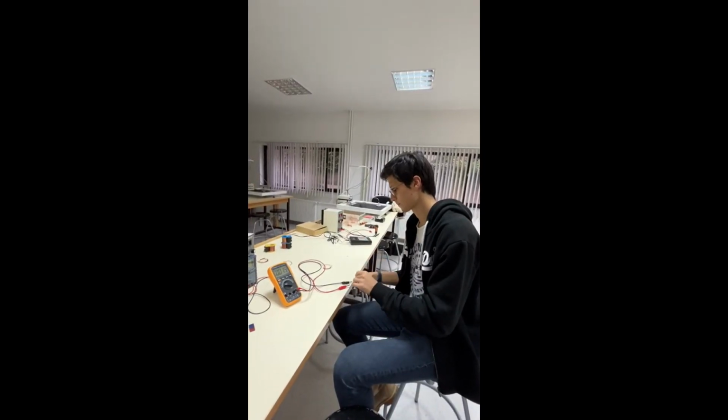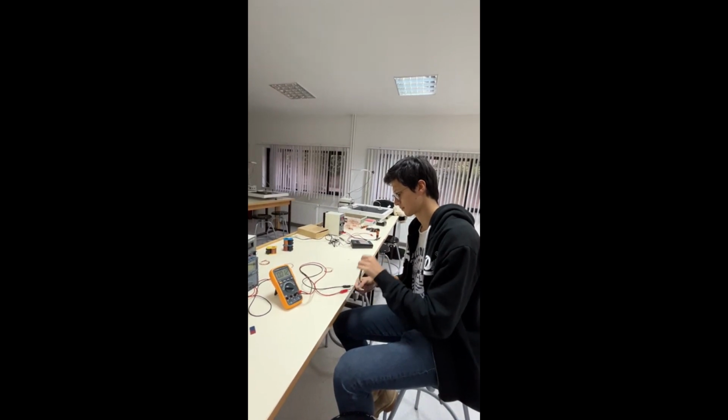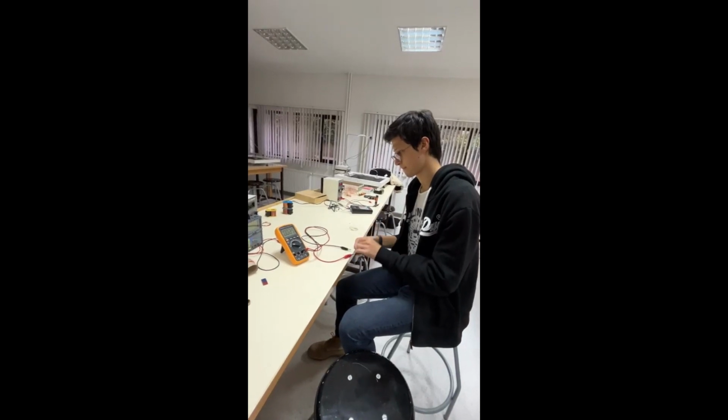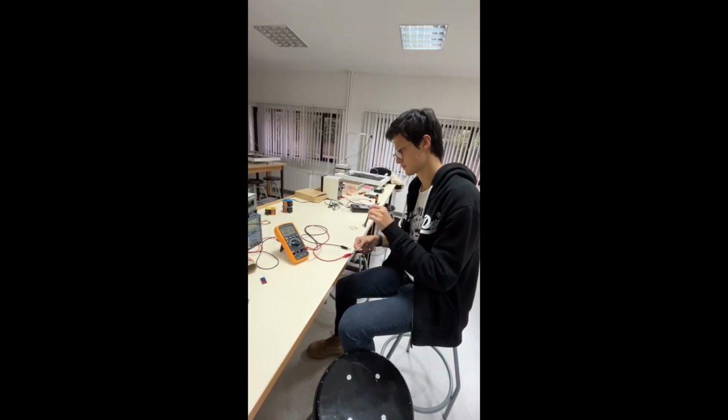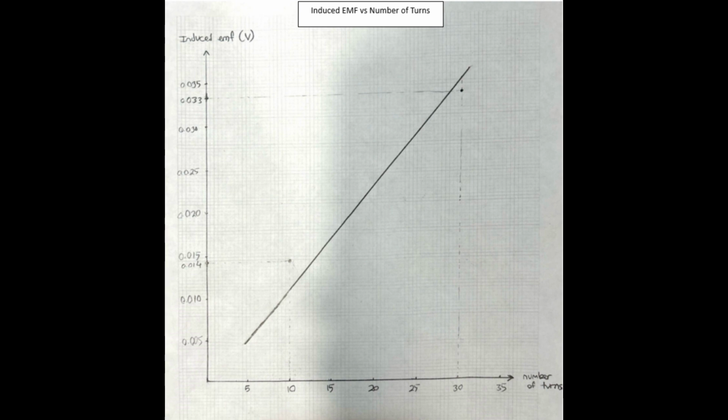First, I connected a coil with 10 turns to the voltmeter and I passed the magnet through it once in a second. Then, I connected the 30-turn coil to the voltmeter and I passed the magnet through it with the same speed. I recorded EMF values in a table and I calculated the error. I plotted a graph with this data. We can see that the number of turns is directly proportional to induced EMF.